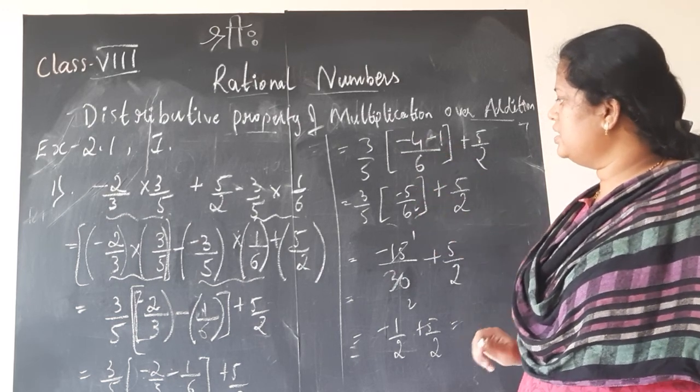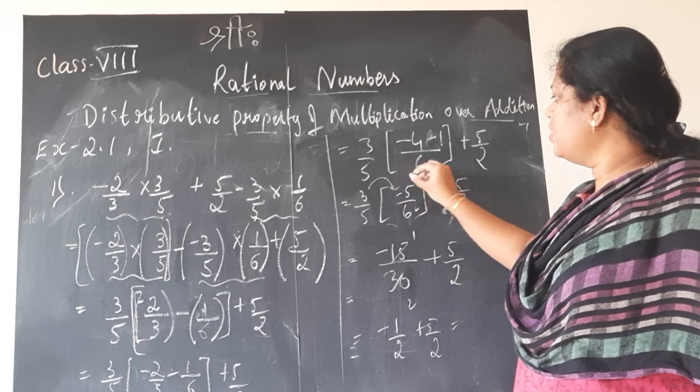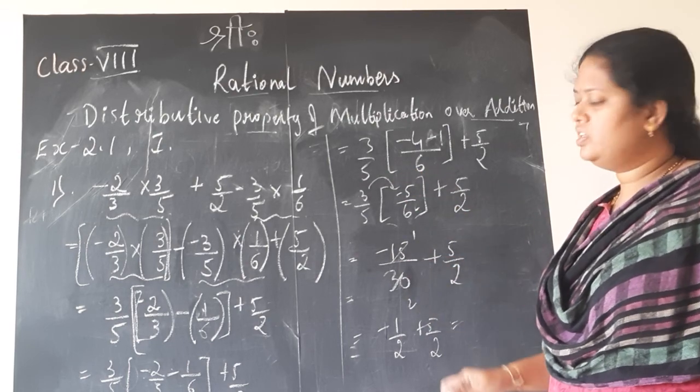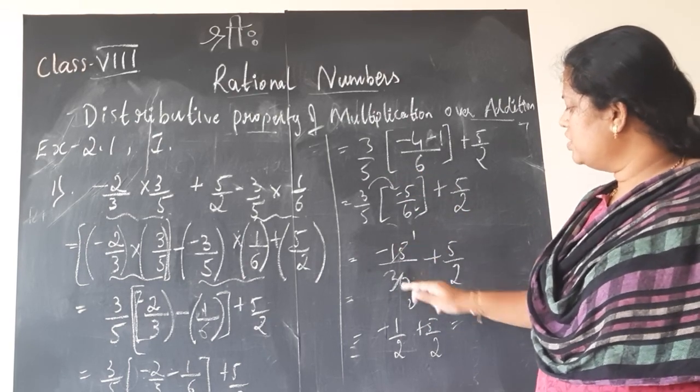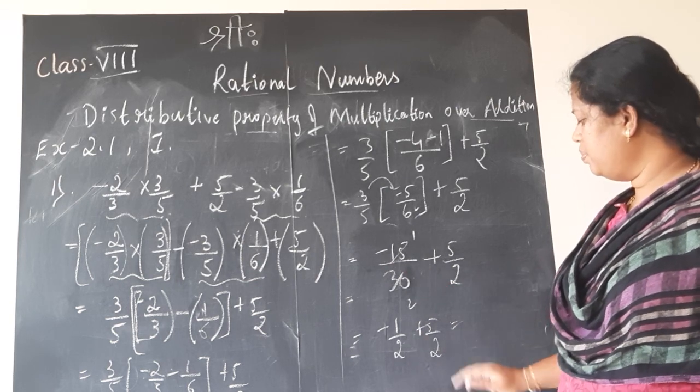Minus 5 divided by 6 as it is. 3 by 5 into minus 5 by 6 is minus 15 by 30. Here only I am simplifying. 15 ones are 15, 15 twos are 30, so it is minus 1 by 2 plus 5 by 2.